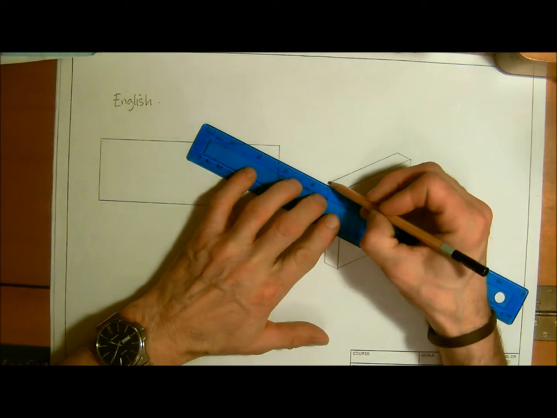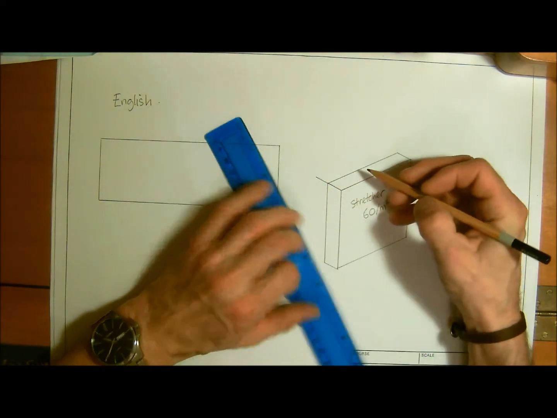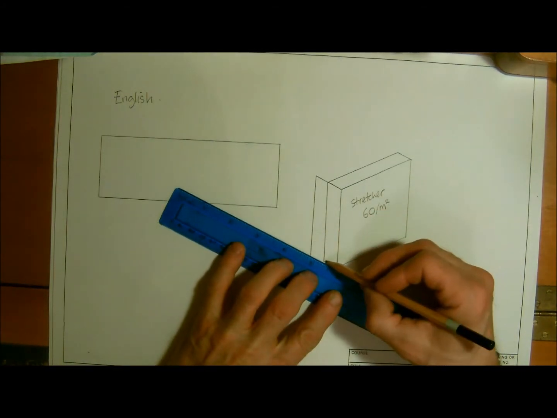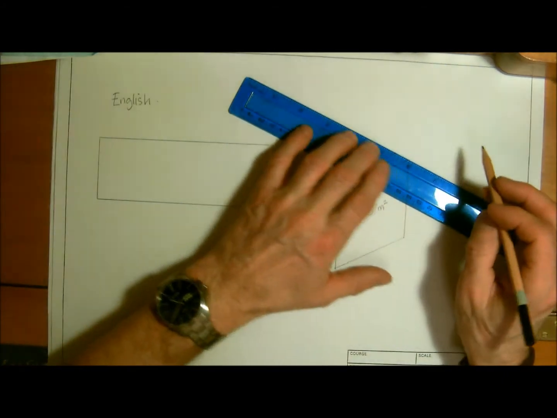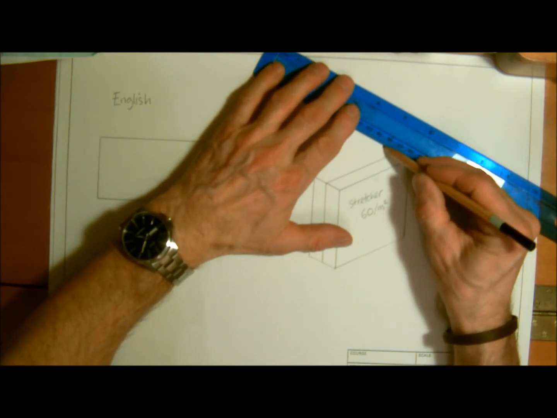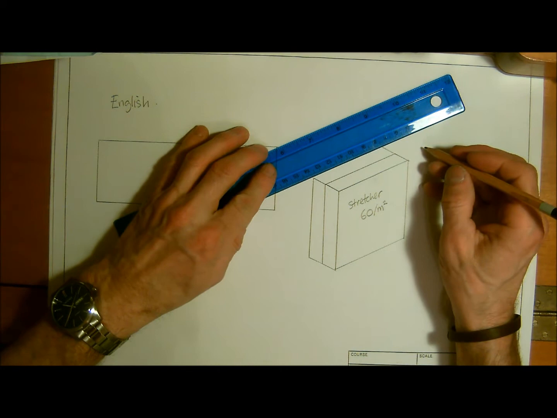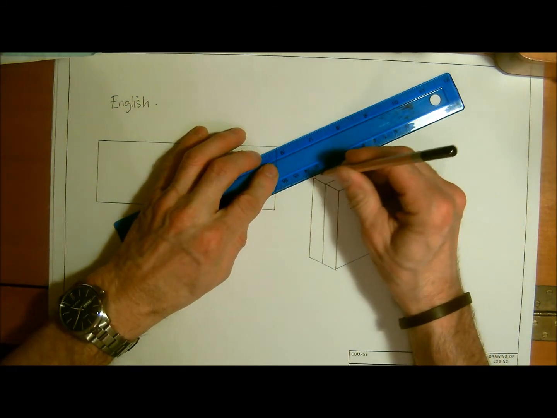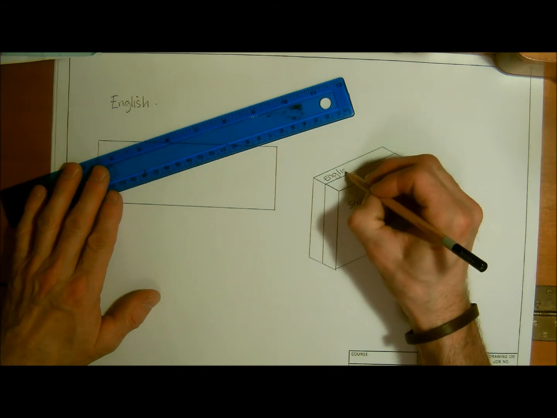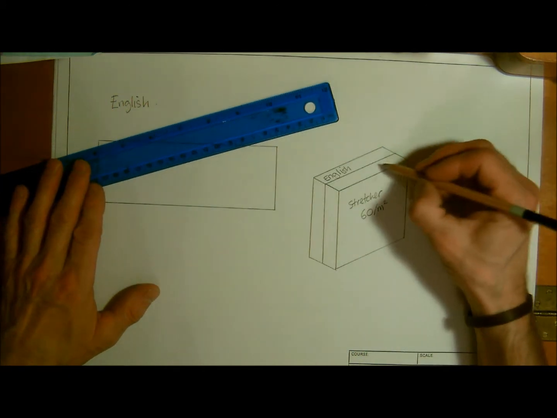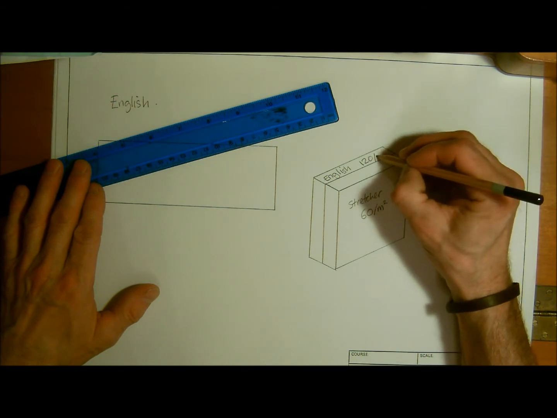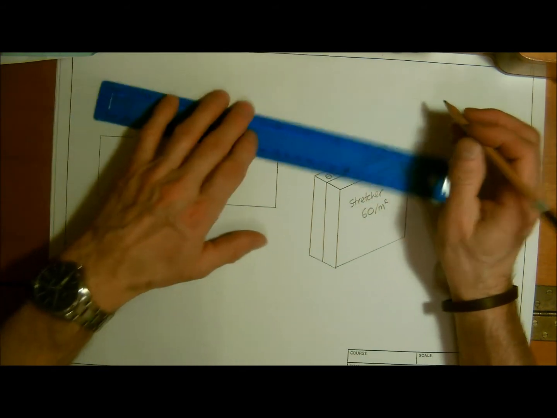Now, English bond and Flemish bond are one brick thick walls. So we can see here what we're going to be looking at in this calculation is English bond, twice the width, so again we're going to be looking at 120 bricks per metre squared, and so on and so forth.